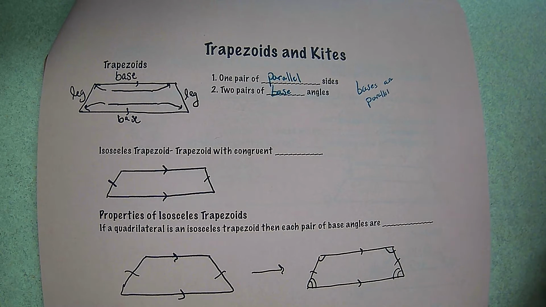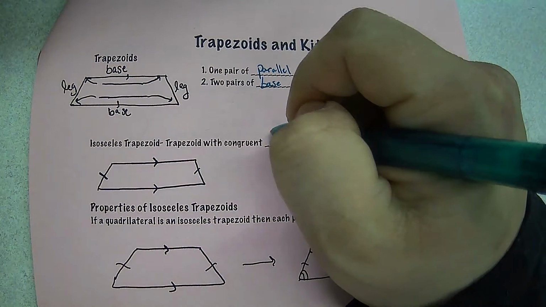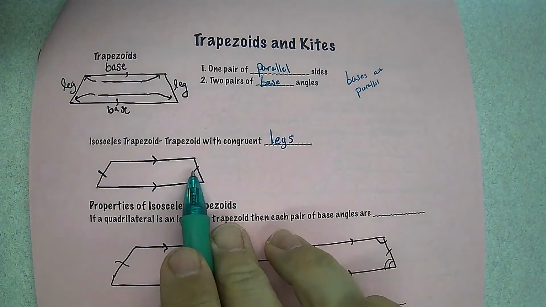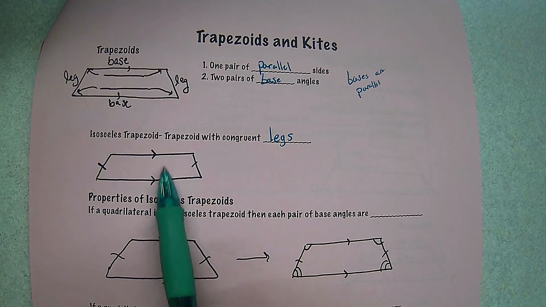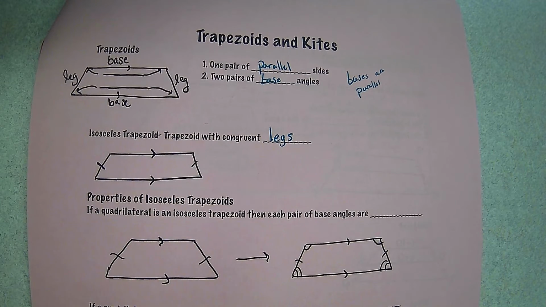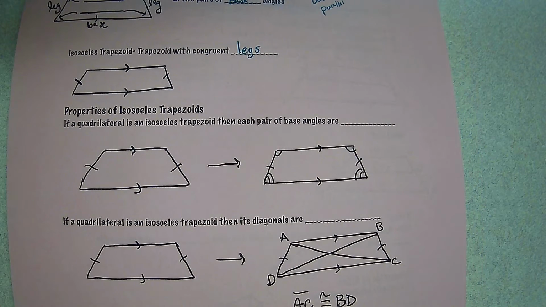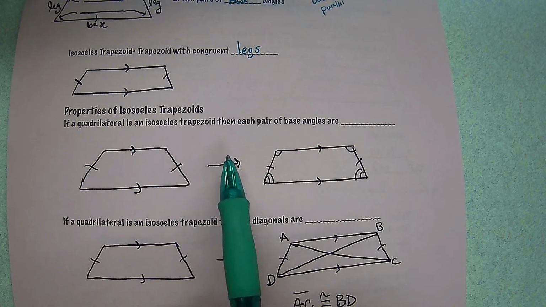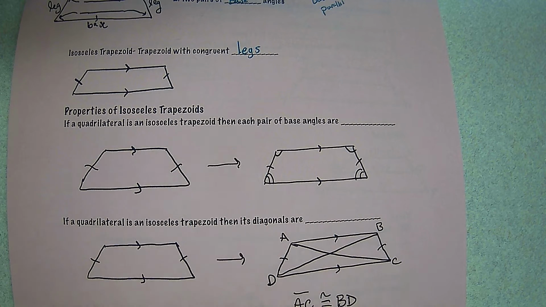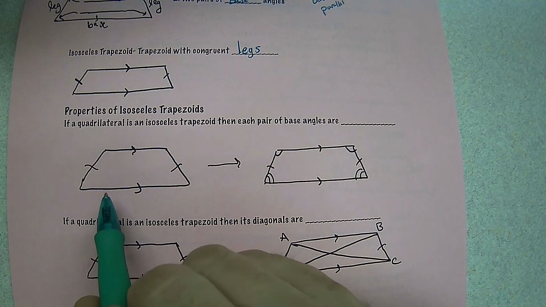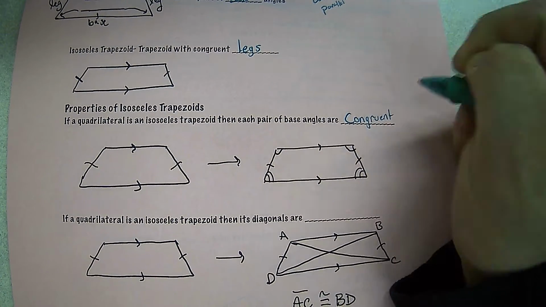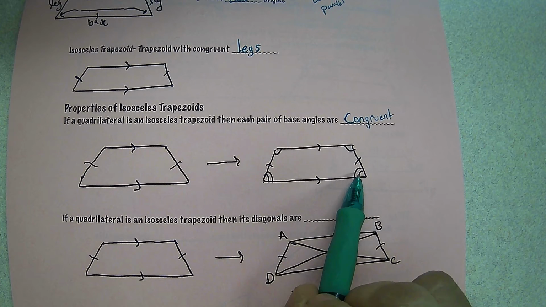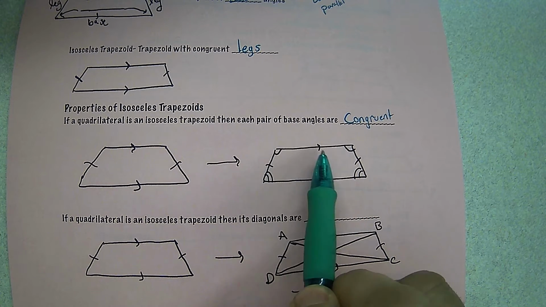Now we're going to focus a lot on a special type of trapezoid that we call an isosceles trapezoid, and that means that the legs are congruent. This leg is congruent to that leg. Now you'll notice that these sides are parallel, but they're not congruent. Now in an isosceles trapezoid, the pair of base angles are going to be congruent. So this angle right here is going to be the same as that angle, and this angle up here is the same as that angle.